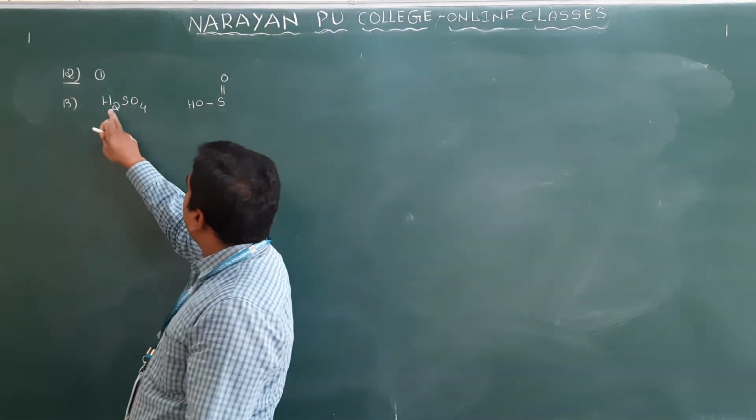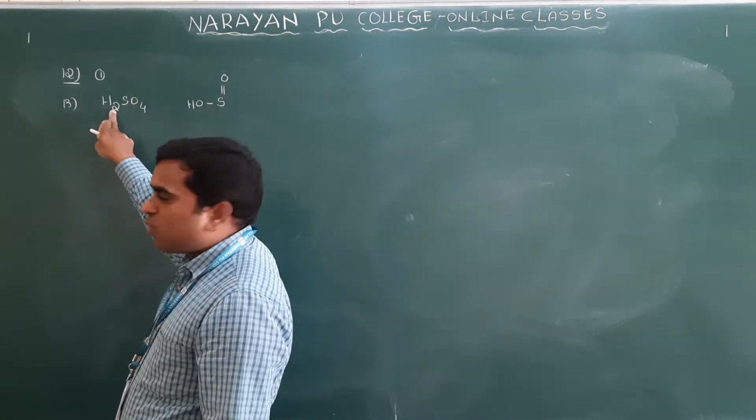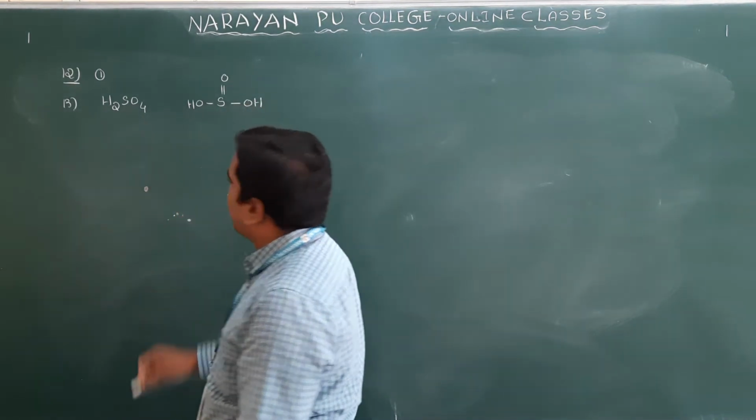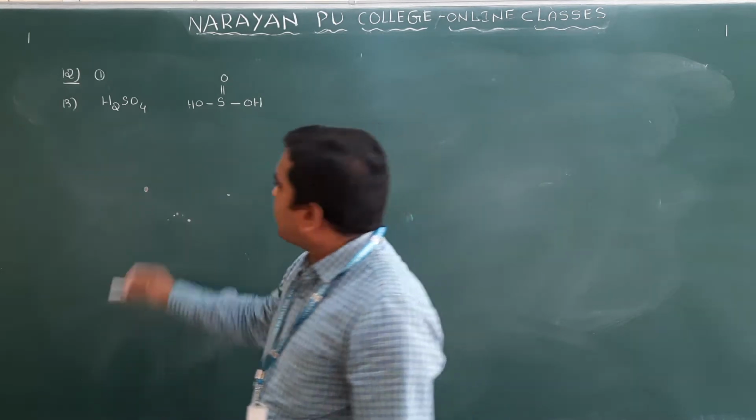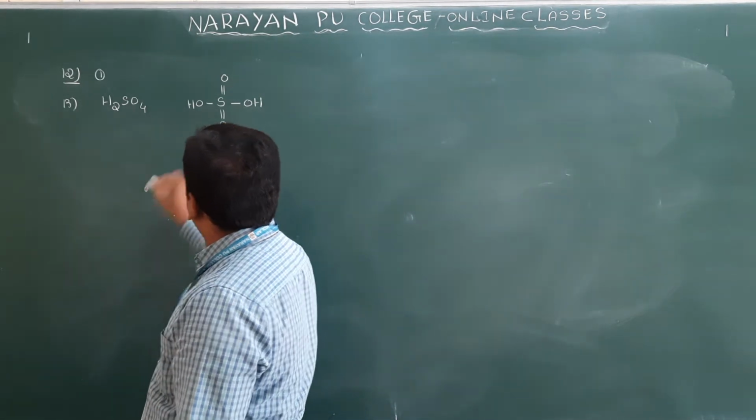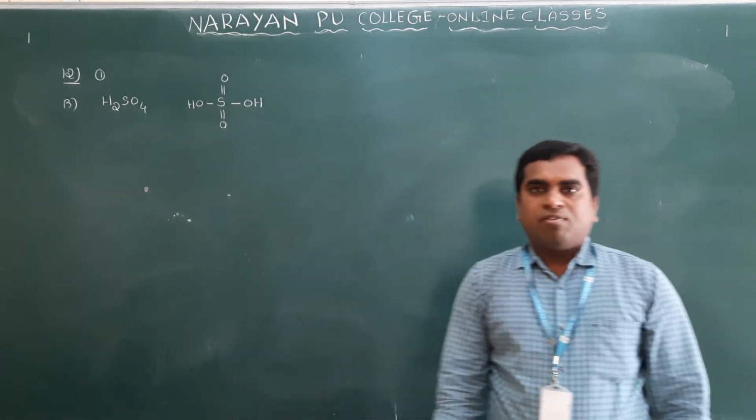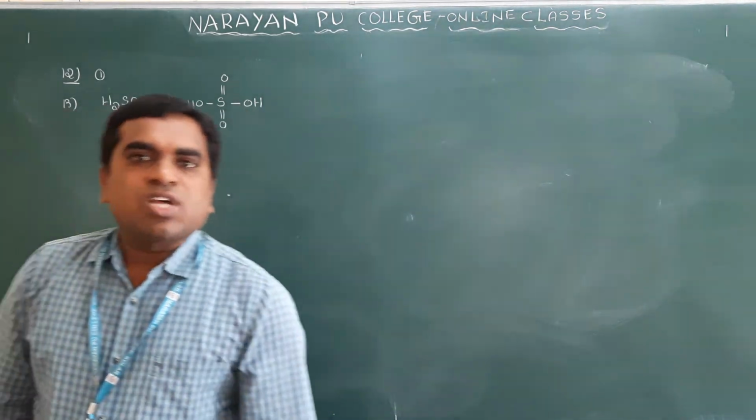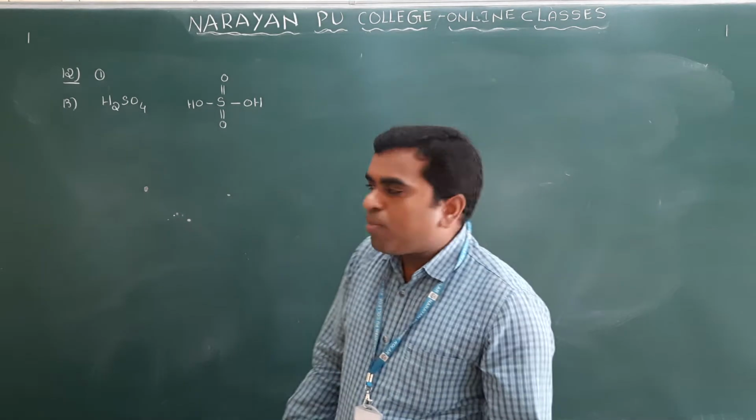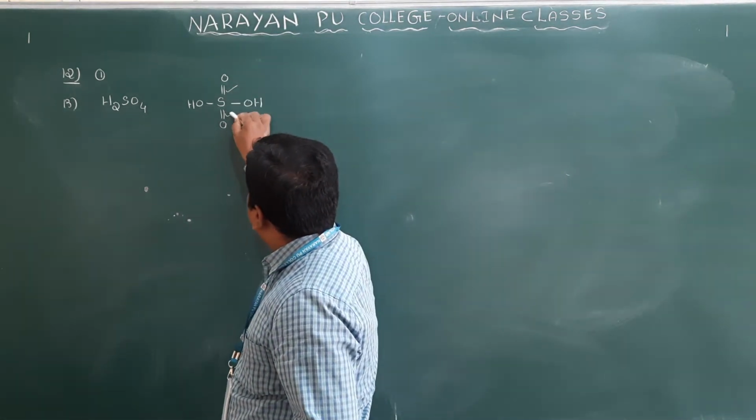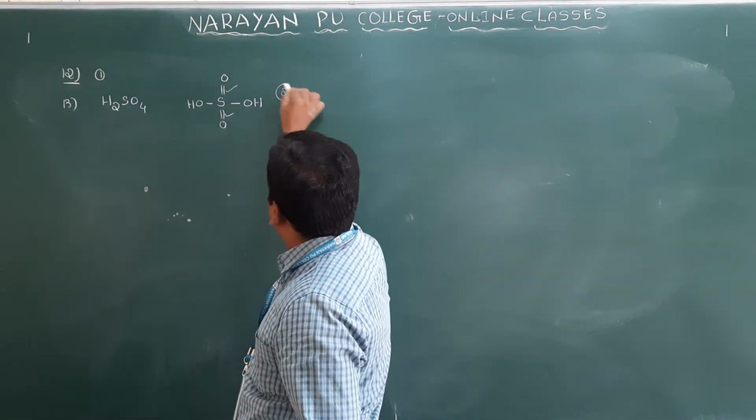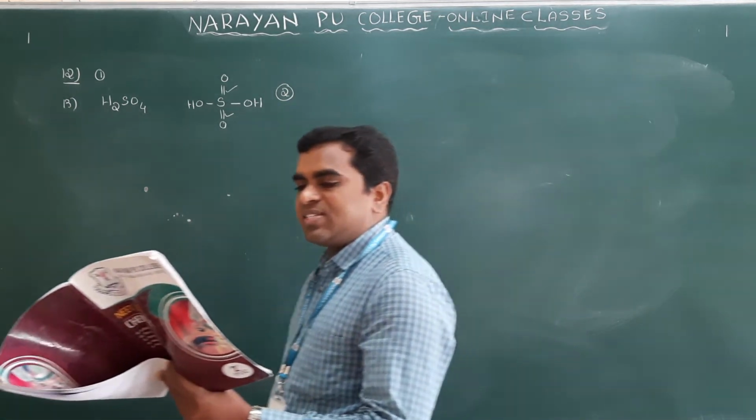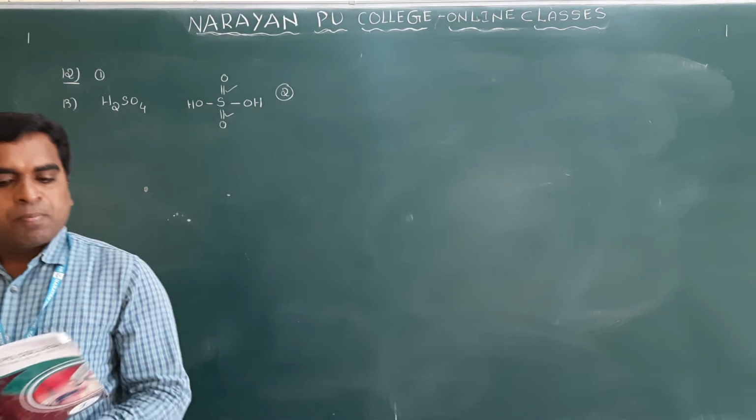Next, how many hydrogens are used here? One hydrogen left, 2 oxygens left, another hydrogen and oxygen I will write as OH. One oxygen is left, so you have to put that with a double bond. When OH is there, single bond. Only O is there, double bond. This is the sulfuric acid formula. So how many pi bonds are there here? 1 and here 2. 2 pi bonds. So option 3 is the correct one. Clear? Next one.